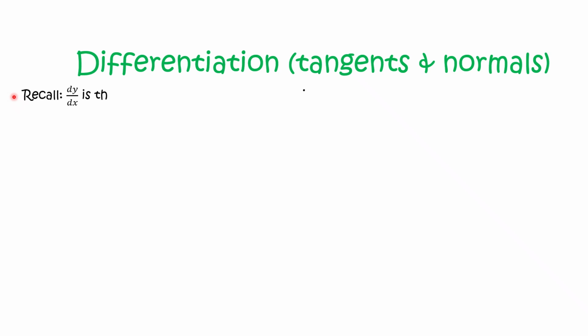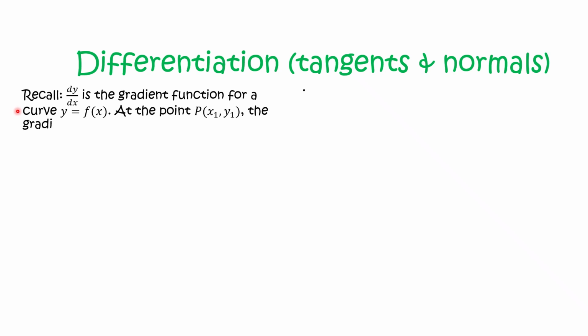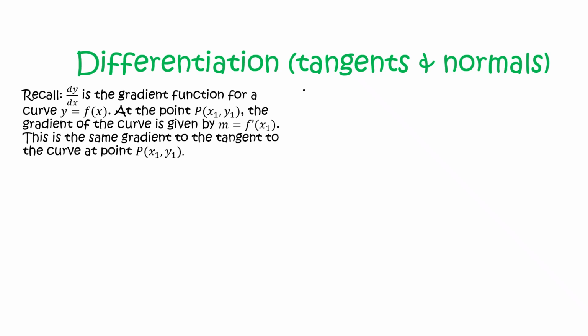Moving on with differentiation. Recall, dy/dx is known as the gradient function for a curve y is equal to f of x. At the point P(x1, y1), the gradient of the curve is given by m is equal to f prime of x1. This is the same gradient as the tangent at the point P(x1, y1) of a curve.